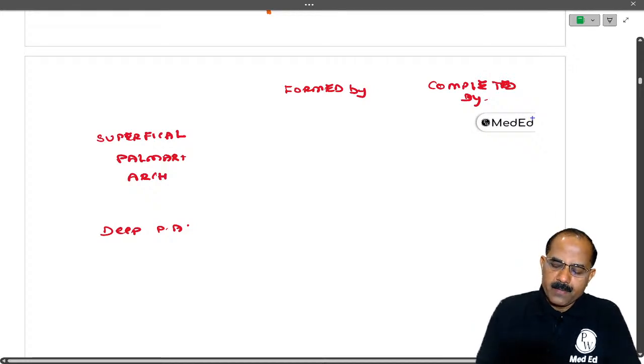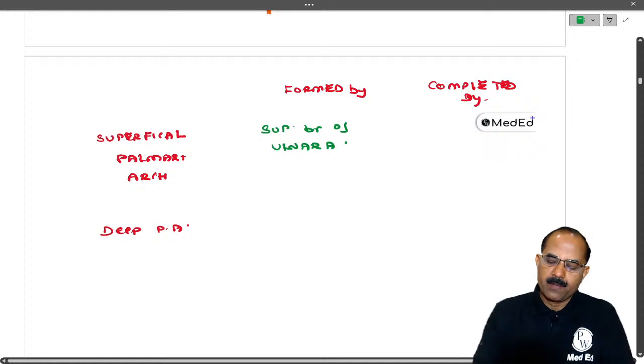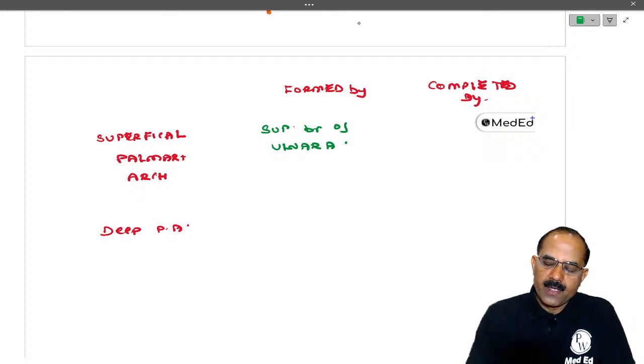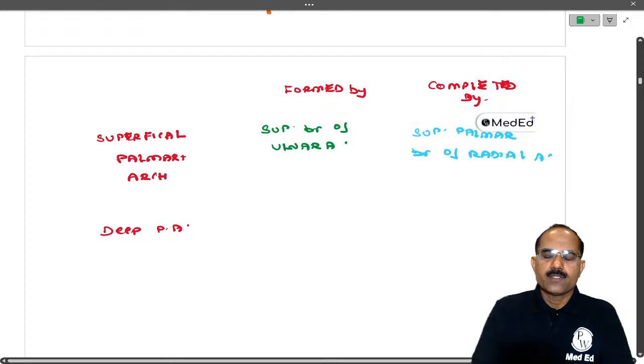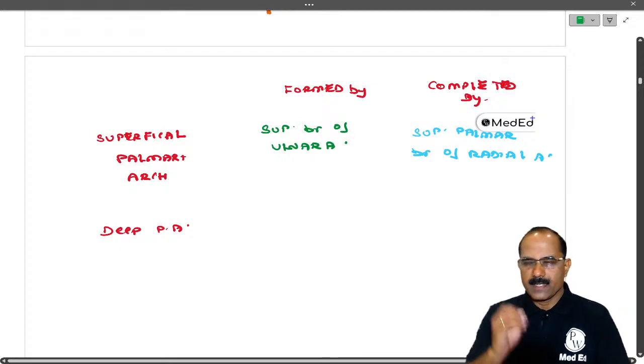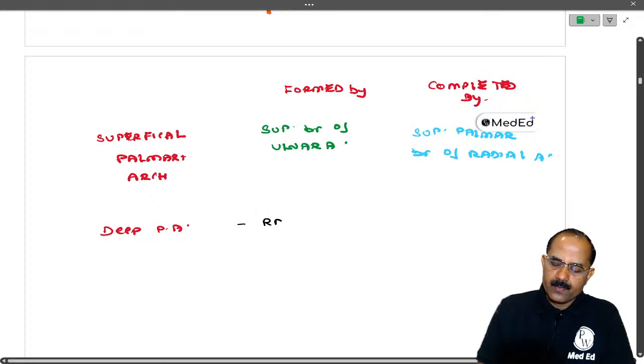So superficial palmar arch is formed by which artery? Superficial branch of ulnar artery. Superficial branch of ulnar artery क्या बनाती है? The superficial palmar arch, and this is completed by the superficial palmar branch of radial artery. बस ऐसे याद रखना. The deep palmar arch is formed by whom?